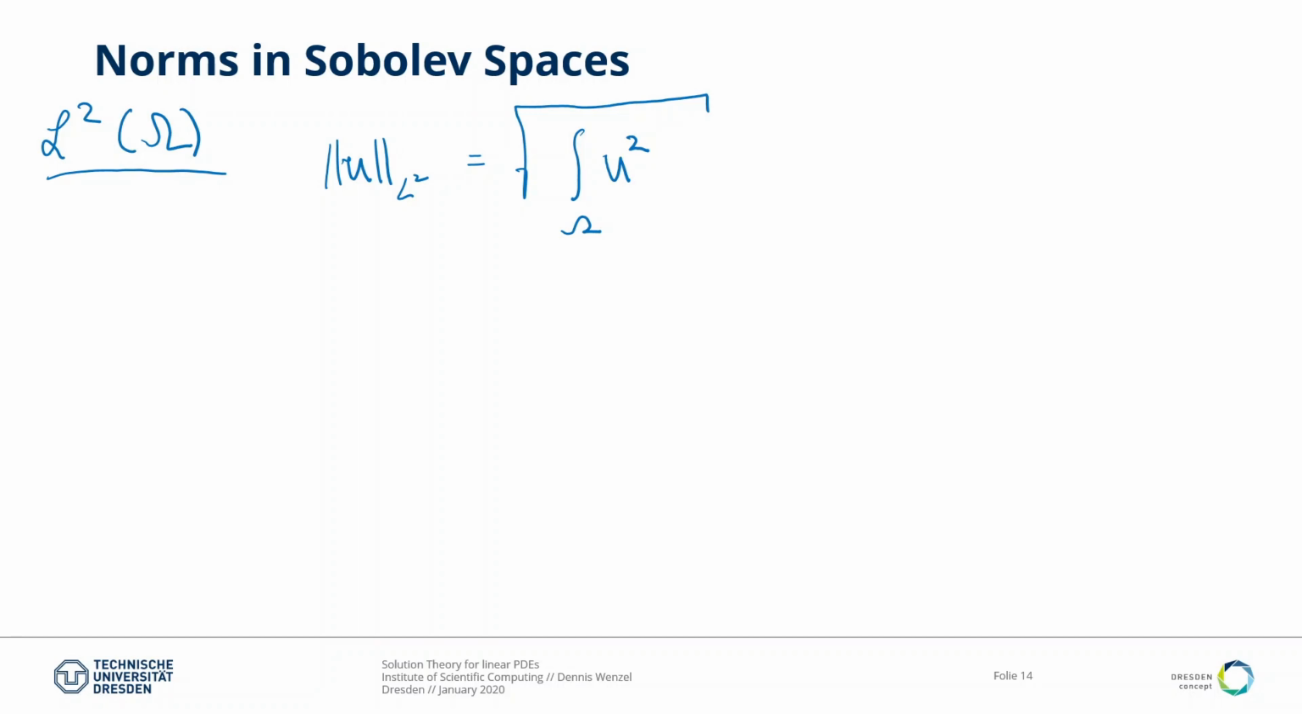Why this makes sense as a norm was already in the definition of the L2 space. If a function is in L2, the thing below the square root is finite, so it totally makes sense because this expression is well defined for every L2 function.